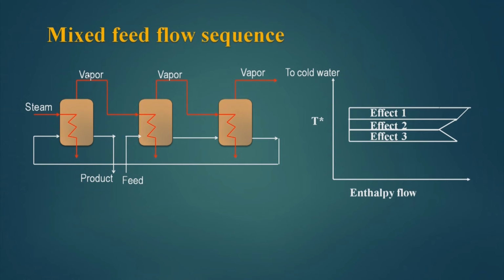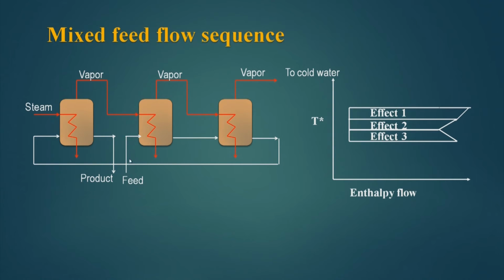However, the vapor flows in the earlier direction, that means steam goes to the first effect, condensate comes out, whatever vapor is generated in the first effect goes to the second effect, comes out as condensate, then the vapor goes to the third effect, comes out as condensate, and the vapor goes to the cold water for condensation. This pressure is minimum and this pressure is maximum, and this is running at an intermediate pressure.